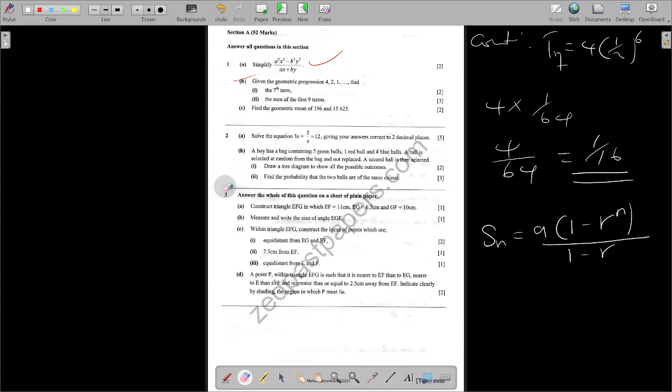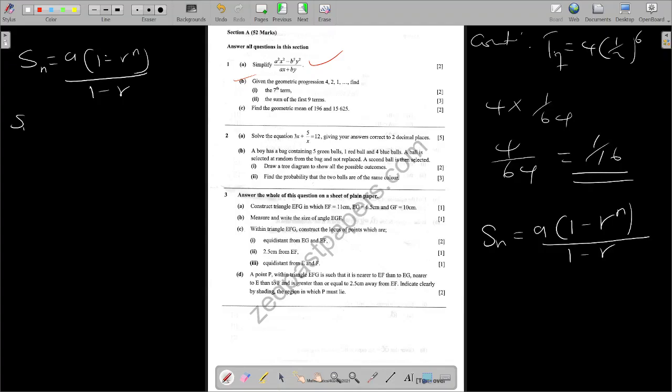Okay, so now the sum of the first 9 terms, where a is equal to 4, r is equal to 1 over 2 and the number of terms n is equal to 9. So what you're going to do is replace the values in the formula. The formula for the sum of a geometric progression is Sn is equal to the first term, open bracket 1 minus r to the power n, close bracket, divided by 1 minus r.